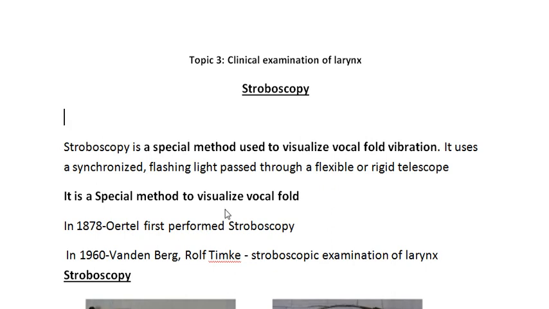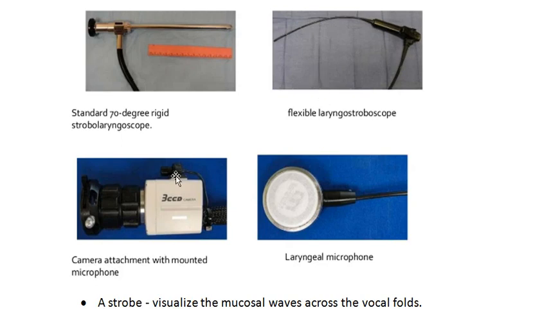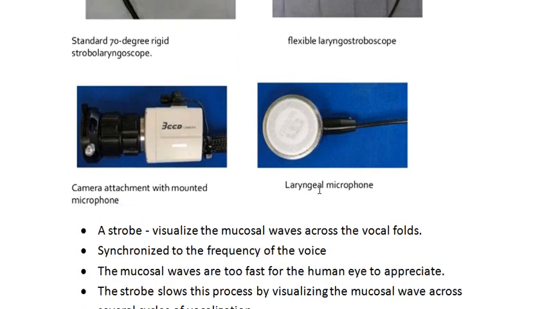Okay, this stroboscopy has various instruments. We have a 70-degree rigid strobolaryngoscope. And this is a flexible laryngostroboscope. This is a little bit painful, but with local anesthesia it is easier to pass through the laryngeal inlet. This is a camera attached to the other end of the laryngostroboscope, with a mounted microphone. This microphone picks up the vibrating vocal cord information and puts it on a computer screen. I will show you that later.